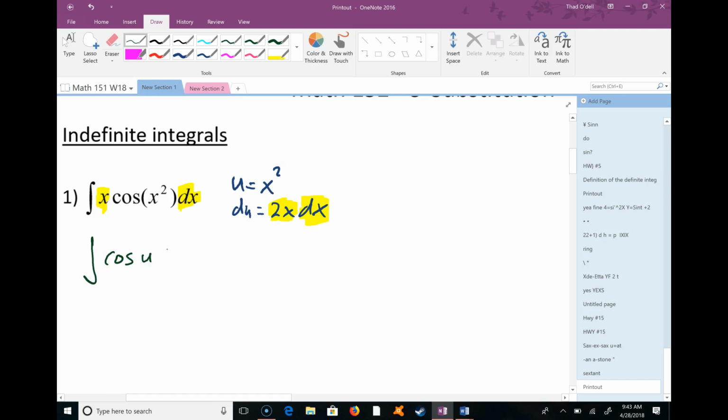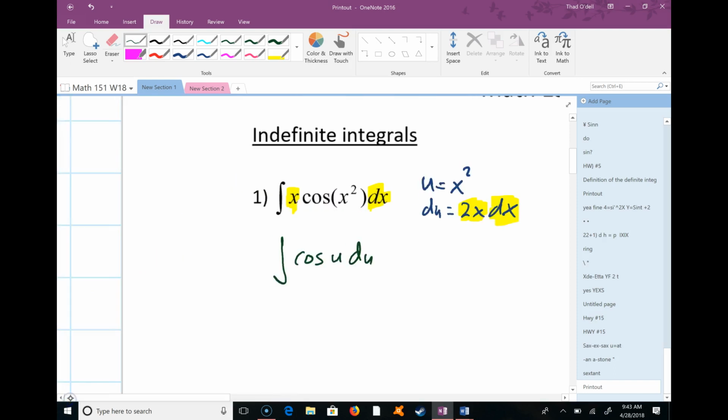Cosine u. And then, of course, we have to have a du because we're integrating something involving u. And so then you look to see if... So we have the cosine u du. Notice that this is the same as that. The cosine u is the same as the original one, except the du brings in an extra 2 that we don't want. So we counteract that by putting a 1/2 out front.